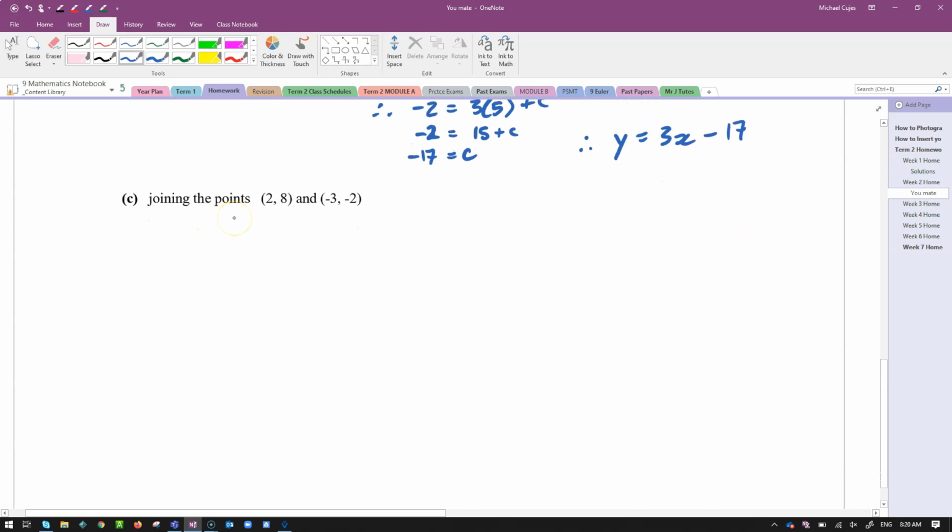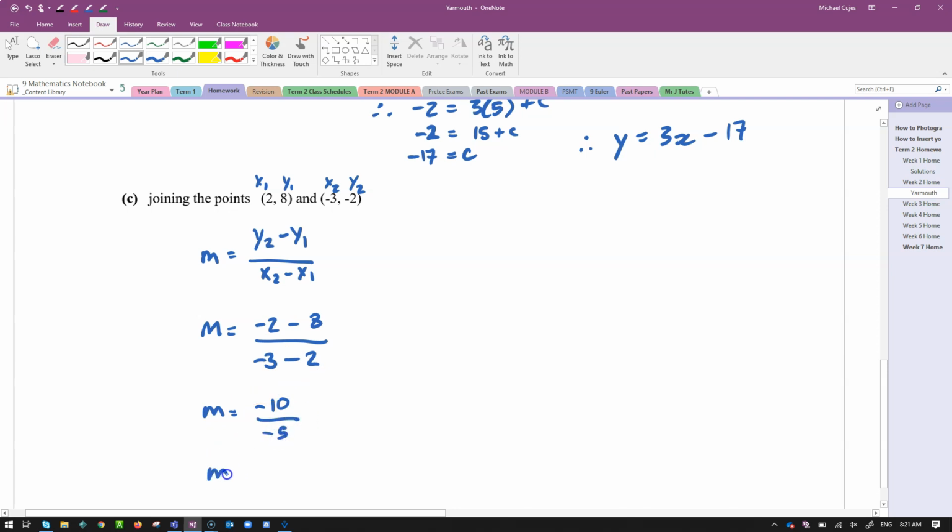Lucky last, the equation joining the 2 points. We want to find the gradient. We've already written the other ways of finding gradient. Rise over run, change in y divided by change in x. y2 take y1 over x2 take x1. Make it easy for yourself to get it right by labeling the point. My first point is x1, y1. My second point is x2, y2. Now I can just fill in the blanks. Negative 2 minus 8 divided by negative 3 minus 2. Negative 10 over negative 5. I've got a gradient of 2.